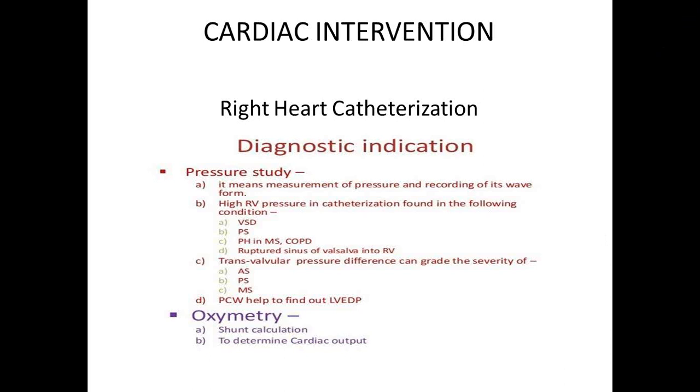We can measure oxygen saturation. We can measure pressures. Those are some of the main things that we can do: measure pressures, saturations, and blood flow. There are different methods of measuring blood flow or cardiac output. But the main purpose of doing right heart catheterization, we sort of divided it into two main categories, is diagnostic. We want to diagnose something, or therapeutic. We want to treat something.